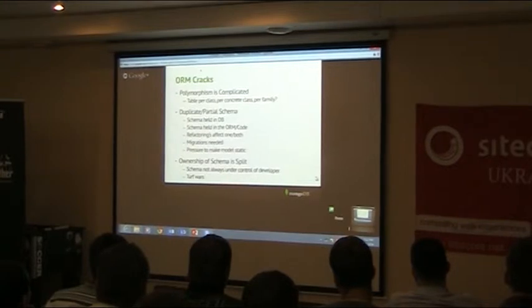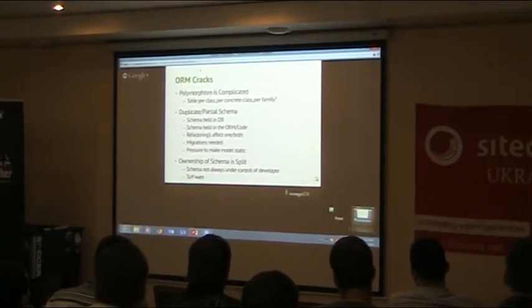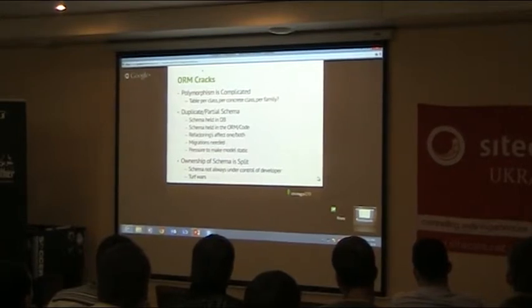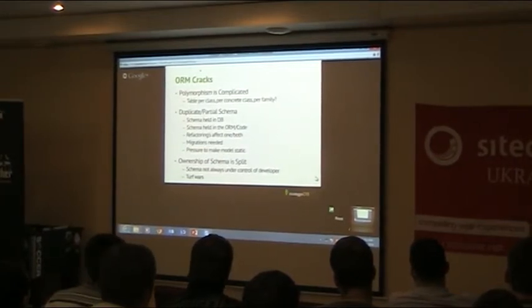The other side of this is because there are potentially two teams owning this schema, one owning it in code and one owning it in the database, that can cause some friction, or has caused friction in the past, because it's not always under the control of the developer or always under the control of the DBA.